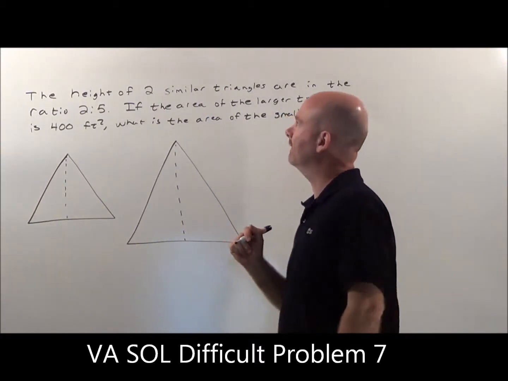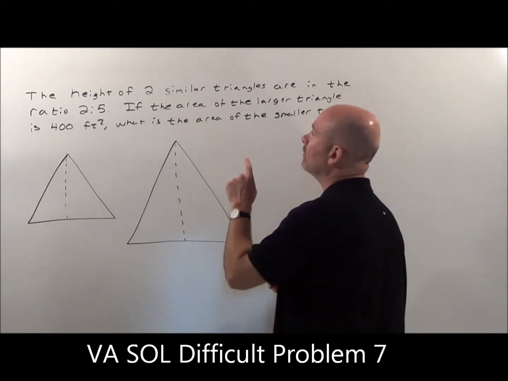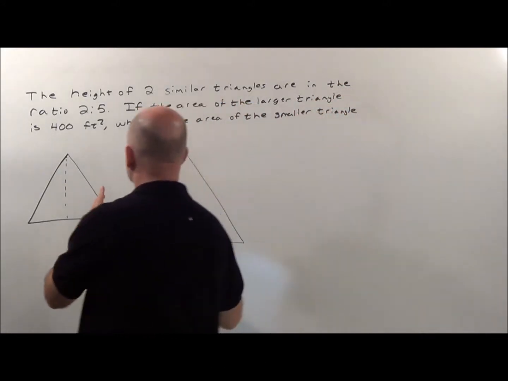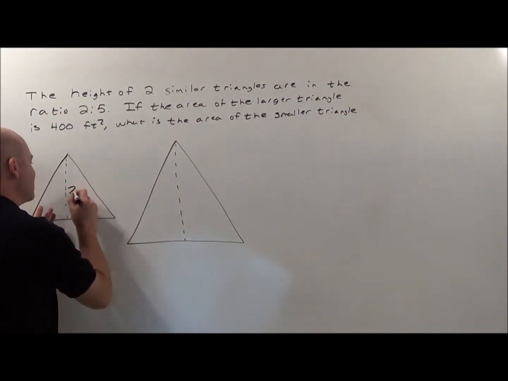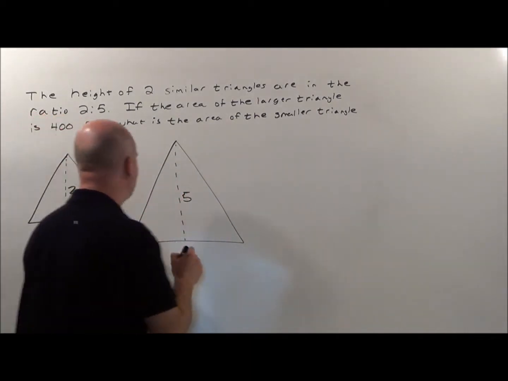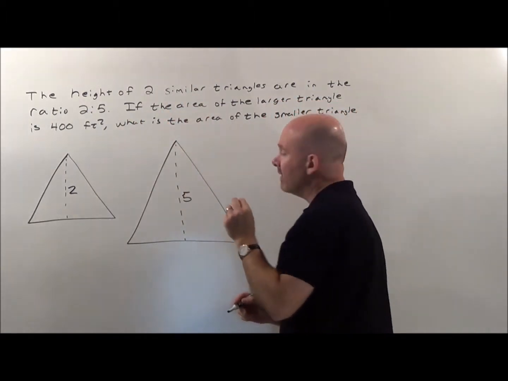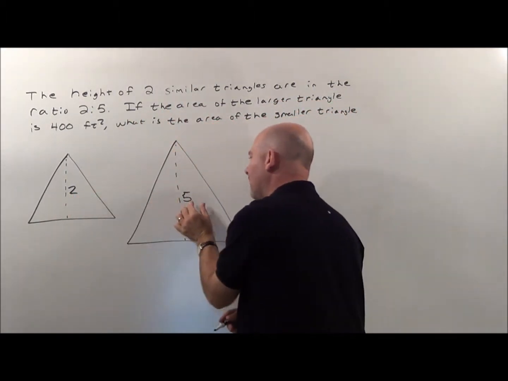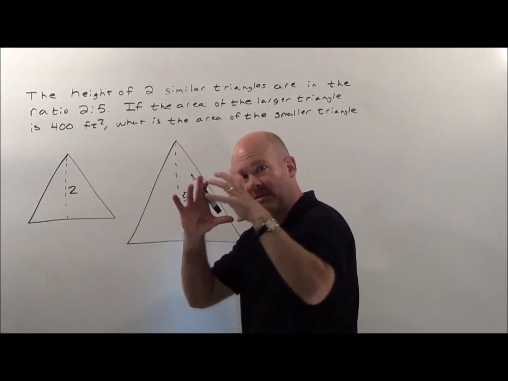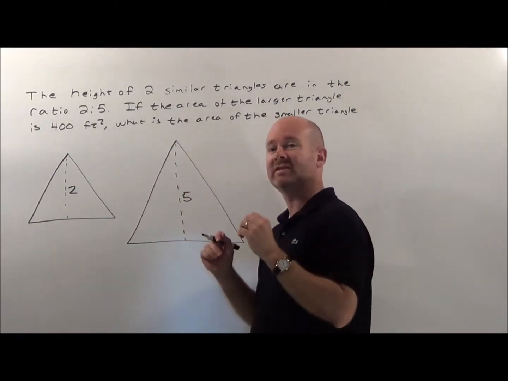Here's a problem we have. It says the height of two similar triangles are in the ratio of 2 to 5. So we have this triangle whose height is 2, to that triangle of 5. Now, since they're similar, if this ratio is 2 to 5, I know everything's been shrunk down or expanded at the same rate.